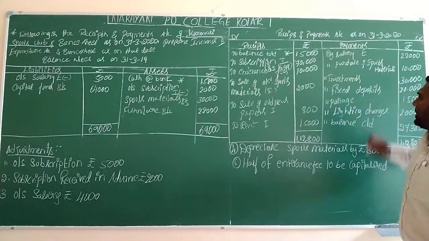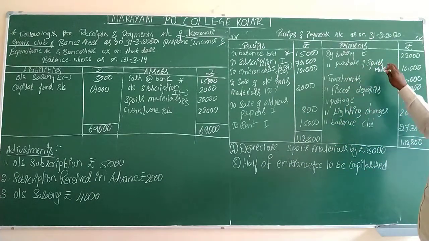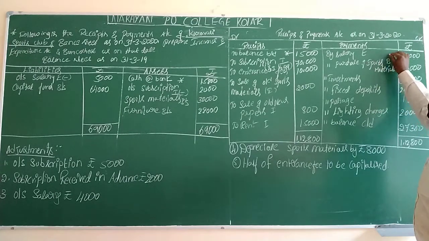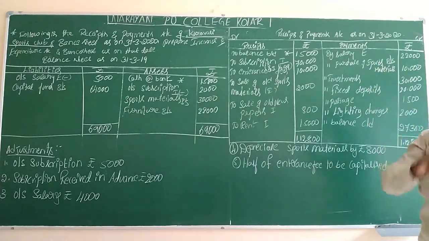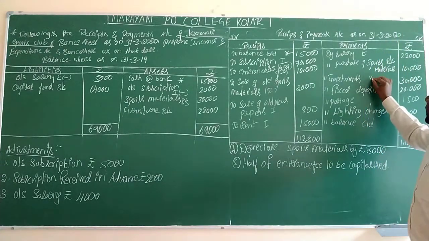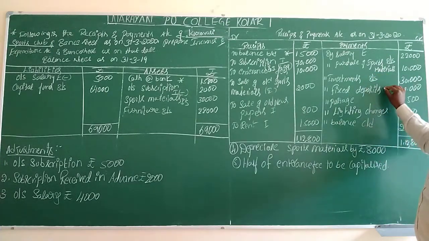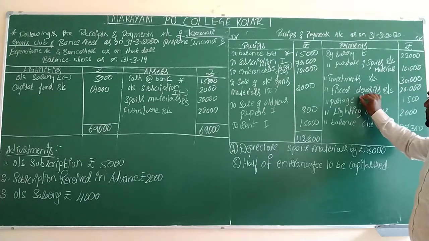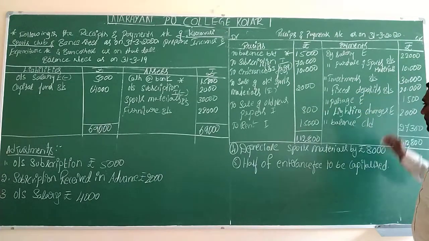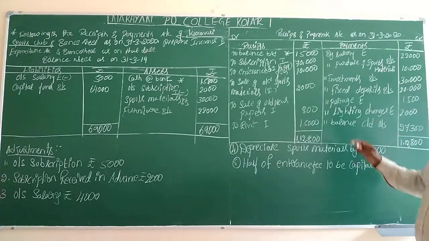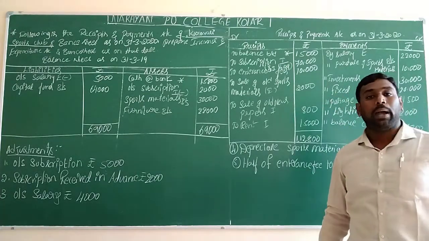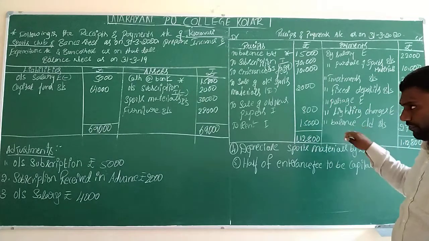Salary is an expense. Purchase of sports material belongs to the assets, which will come to the new balance sheet. Investment, assets, new balance sheet. FD, fixed deposit, asset, new balance sheet. Postage expenses, lighting charges expenses. Balance carried down, in the balance sheet we have to write in the name of cash at bank. This is about the classification.